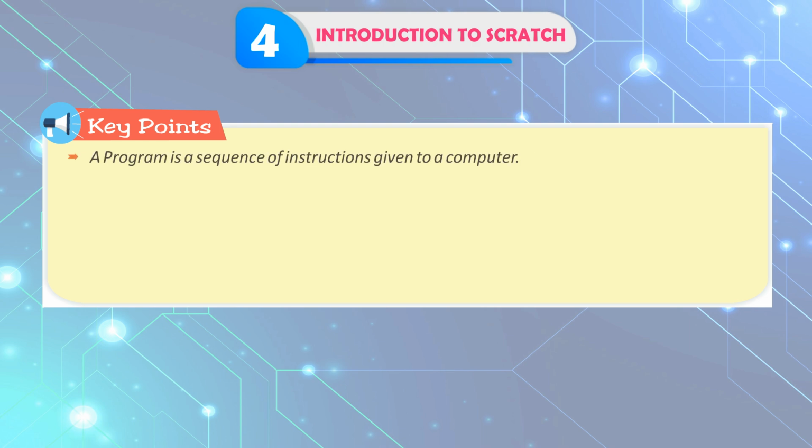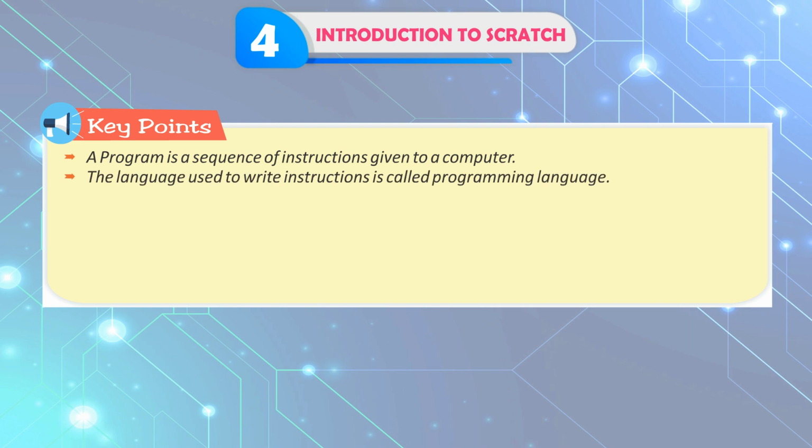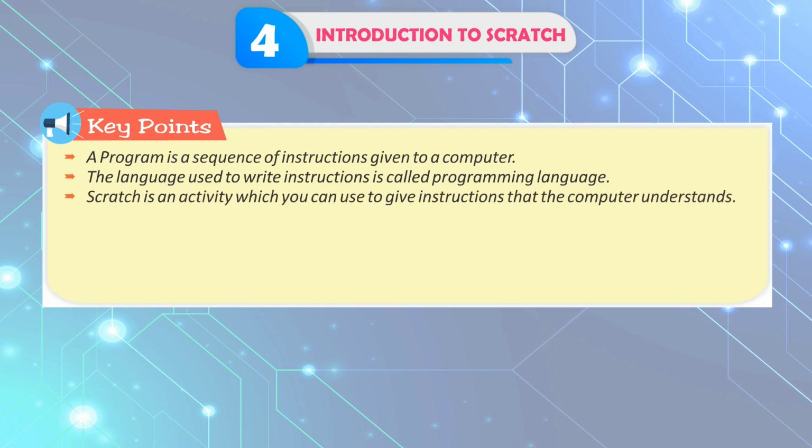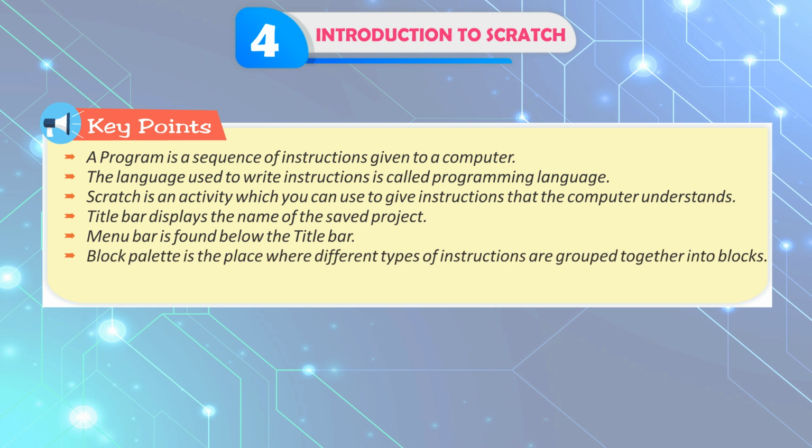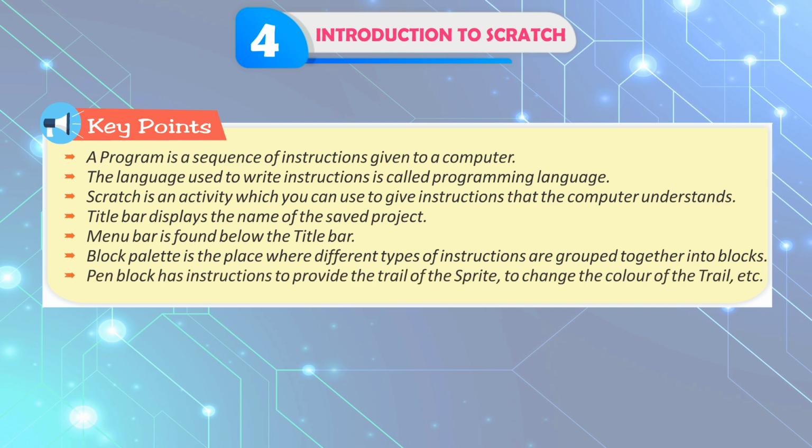Key points. A program is a sequence of instructions given to a computer. The language used to write instructions is called programming language. Scratch is an activity which you can use to give instructions that the computer understands. Title bar displays the name of the saved project. Menu bar is found below the title bar. Block palette is the place where different types of instructions are grouped together into blocks. Pen block has instructions to provide the trail of the sprite, to change the color of the trail, etc.